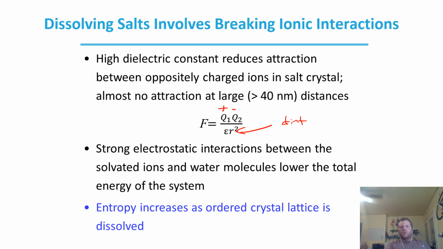So strong electrostatic interactions between solvated ions and water molecules lower the total energy of the system. So water is able to use a negatively charged end of itself to basically attract a cation. And so these water molecules are able to disrupt ionic interactions between something like NaCl or other ionic compounds.